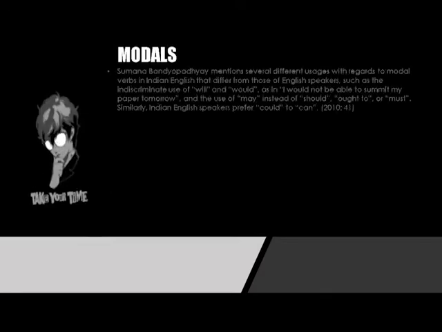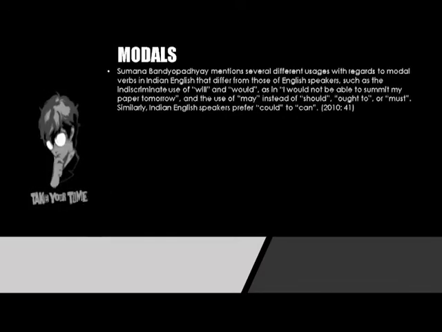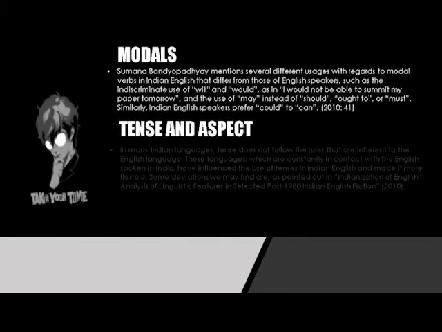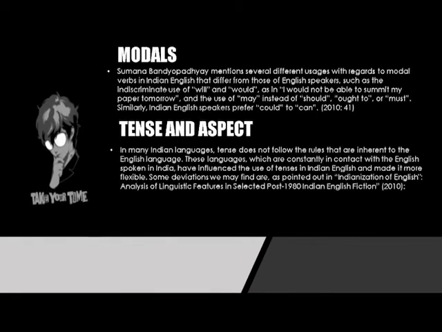Sumana says Indian English has different usages with regard to modals. Examples are the use of will and would, and the use of may instead of should, ought to or must. Tense and aspect. Indian languages use tenses that are more flexible than what is inherent to the English language.